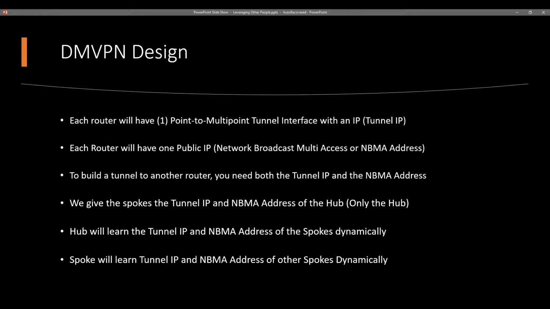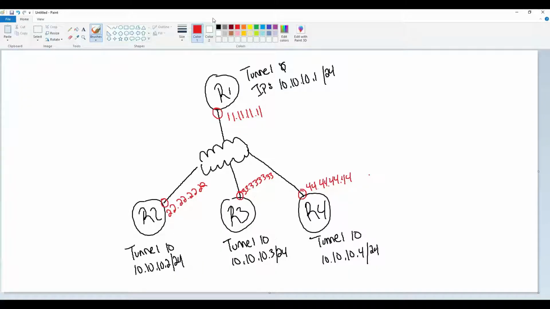Now, in order to build a tunnel to another router, whether it's another spoke or the hub, you need both the tunnel IP and the NBMA address of that particular router. So we come back over to our diagram. If router 2, for example, wants to build a GRE tunnel over to the hub, who is router 1, not only does he need the tunnel IP of router 1, he also needs the NBMA address, or the public IP, of router 1, and then he can build the tunnel over to router 1.